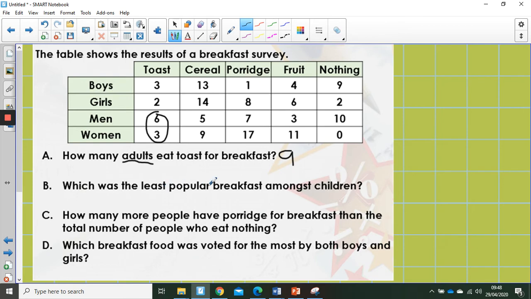Which was the least popular breakfast amongst children? So again, I'm not interested in the men or women, just the boys and girls. So to find this out, I need to check the totals. I've got 5 in toast. I can see straight away it's not cereal because that's quite a big number. But I might need to check the rest. So toast is a total of 5. I'm going to do that in a different colour so it stands out a little bit.